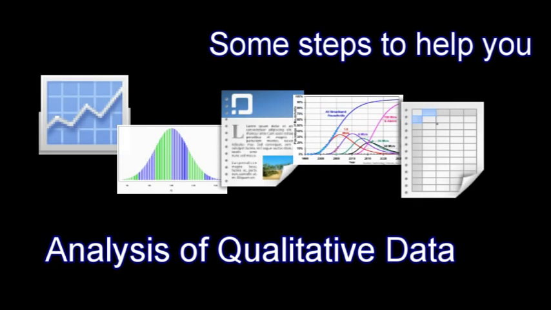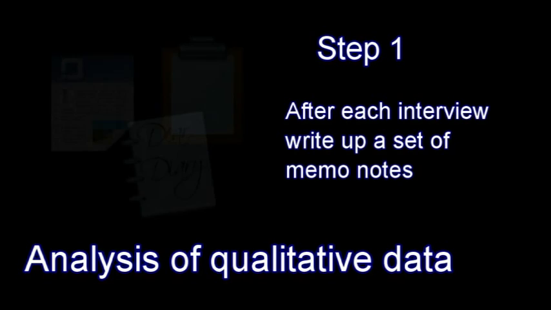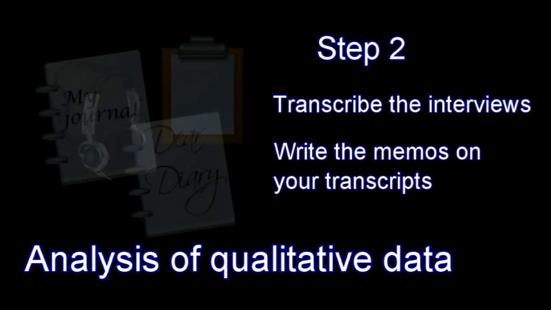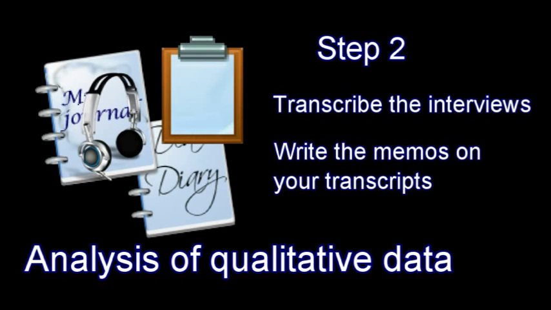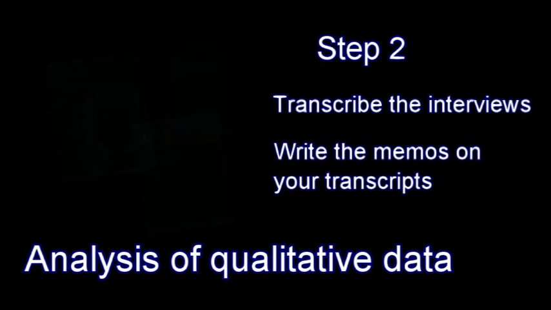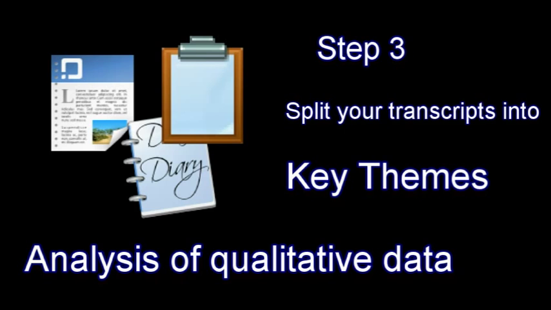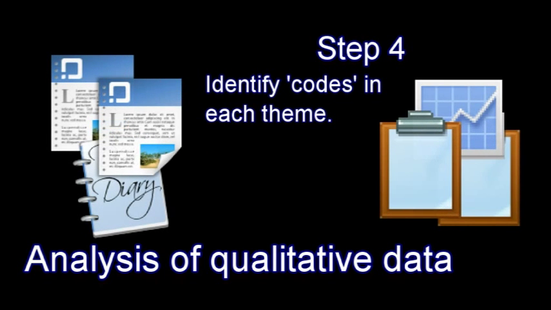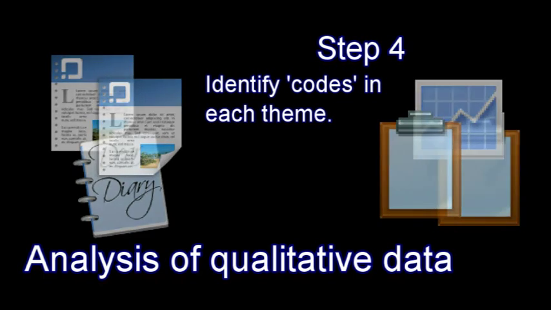We will now look at a number of steps on how to analyze qualitative data. Step 1. After each interview, you should be taking memo notes to remind yourself which key themes are emerging. Step 2. Transcribe the interviews and write the memos on your transcripts. Step 3. Split your transcripts into key themes. Step 4. Identify codes in each theme.